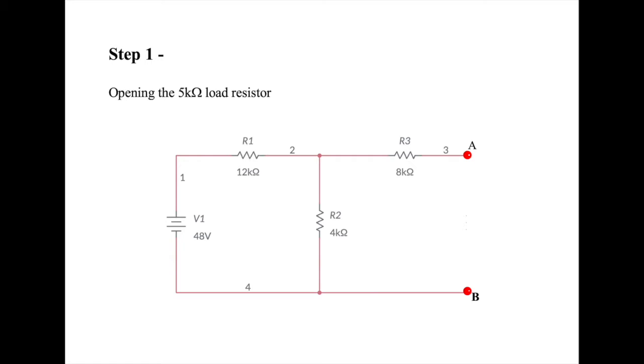Firstly, we start by opening the resistor on the side of the circuit we wish to minimize. In this case, it is the 5 ohm resistor on the right hand side of the system.